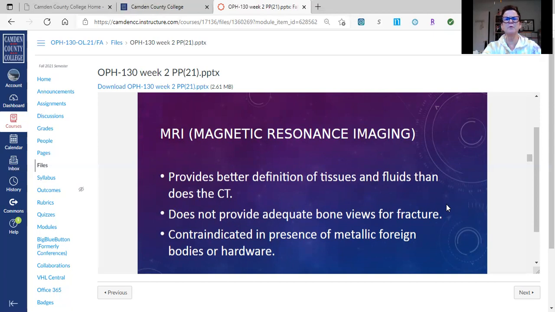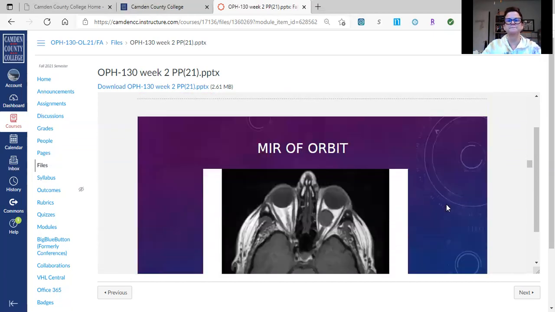So the take home here, I want you to know that MRIs are not so great with bones, but really good for tissue and fluid. If you wanted to see the bones and things like that, you'd be better with a CT or an X-ray. And the other thing I want you to keep in your memory bank is that the MRI is contraindicated for any sort of metallic foreign bodies or hardware.